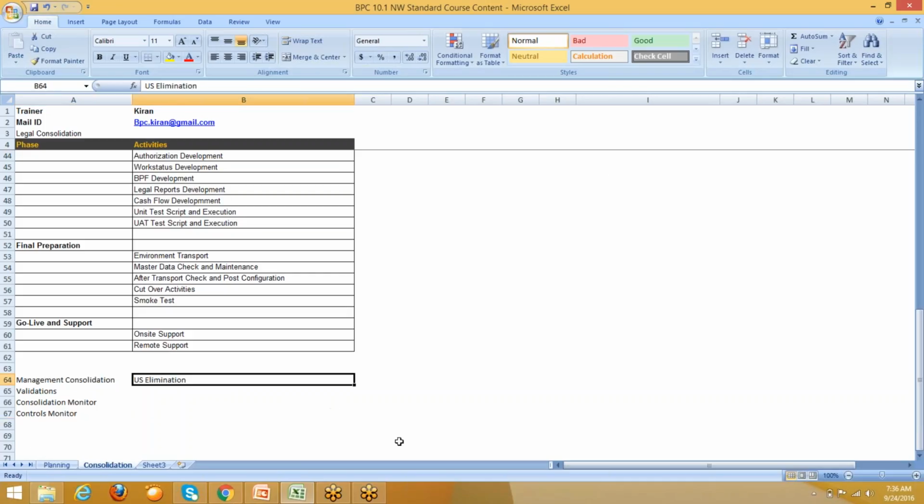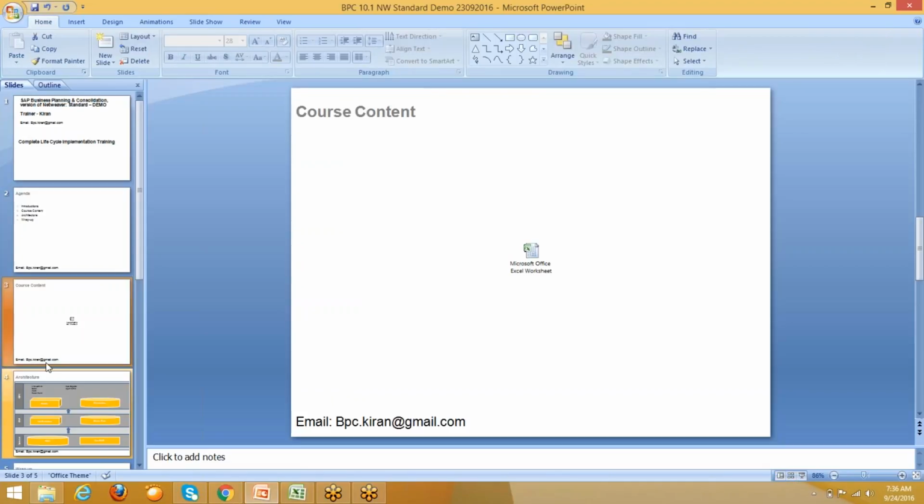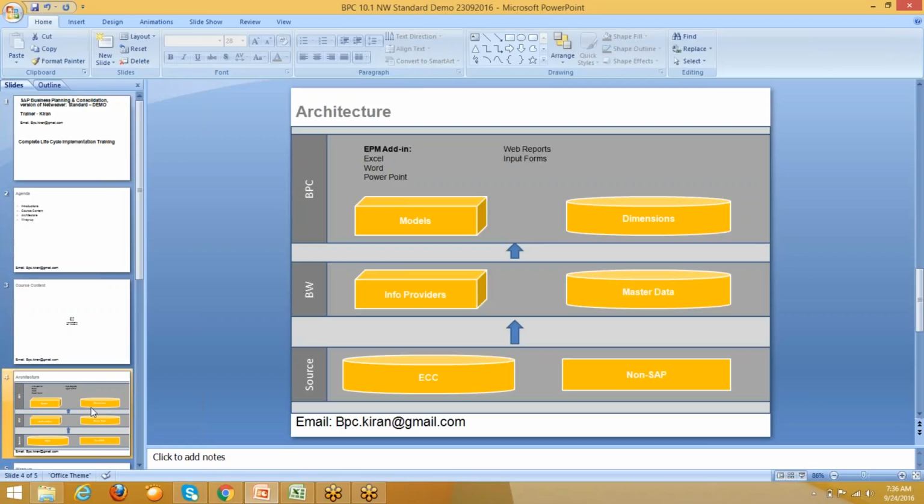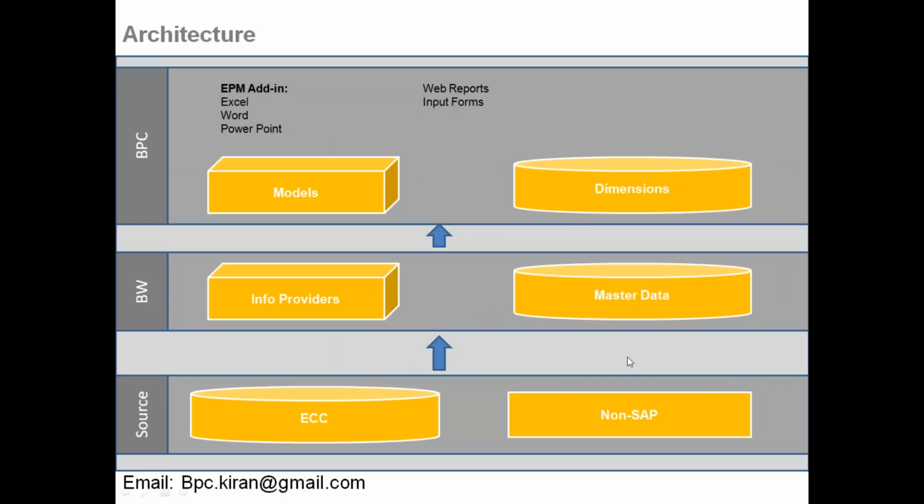So the next thing, once we understand the course content, what I'm going to cover: what is the architecture of BPC standard? Because we should understand the architecture now, so that tomorrow there will not be any confusion. Remember, we are doing BPC standard. BPC standard is always installed on top of BW system.